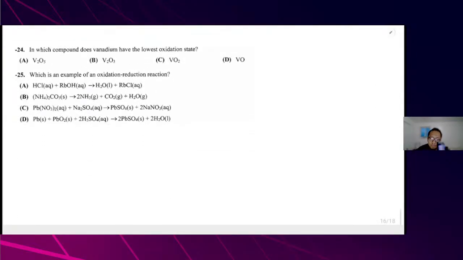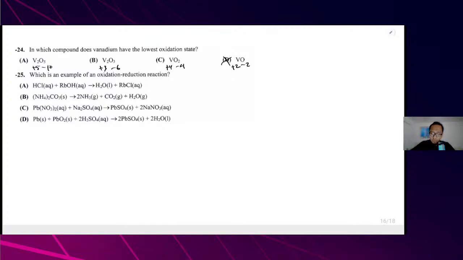And then, in which compound does vanadium have the lowest oxidation state? This one is -2, this one is +2. This one is -4, this one is +4. This one is -6, and this one is +3. This one is -10, and another one is +5. So the lowest one will be +2, right? The lowest one will be +2, so 24 will be D.